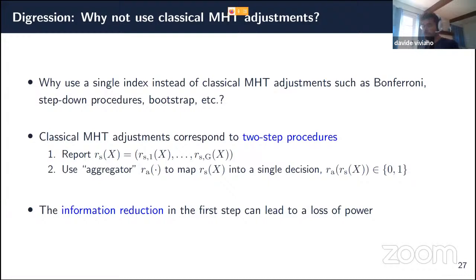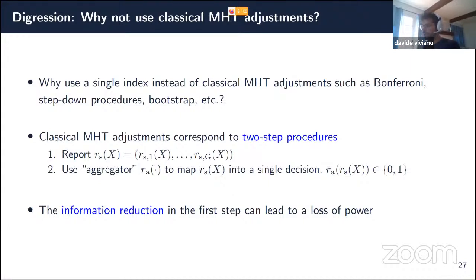And the idea in our context is quite intuitive. We can think about multiple hypothesis testing with multiple outcomes as a two-step procedure. That is, first, report a vector of statistics for different outcomes, and then try to map this vector of statistics for each different outcome, where each entry is a binary entry, either 0 or 1, to a single decision, which is going to be either 0 or 1 itself. That is, it's going to be either you recommend or don't recommend a given policy, which is a single policy.